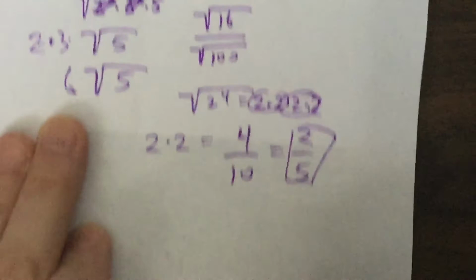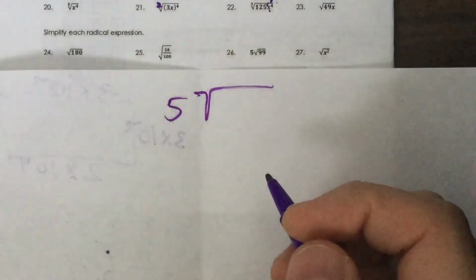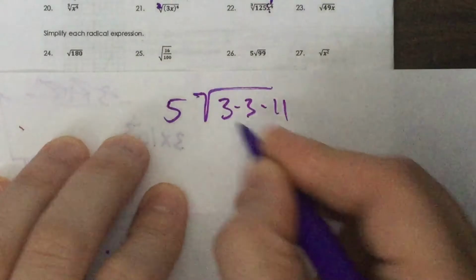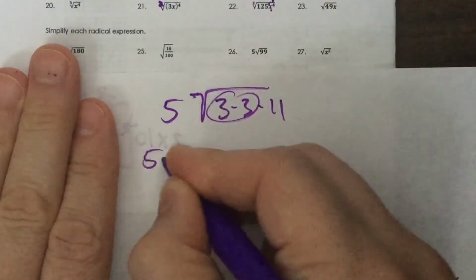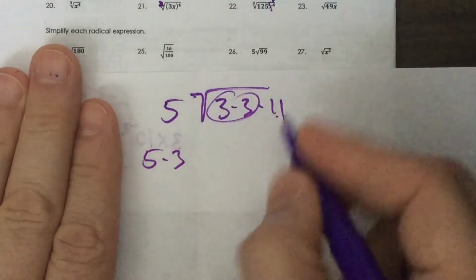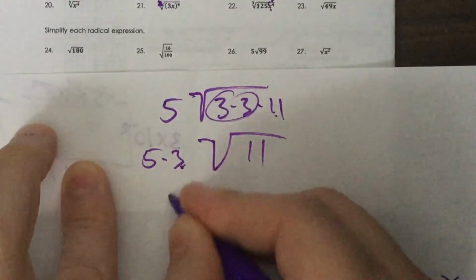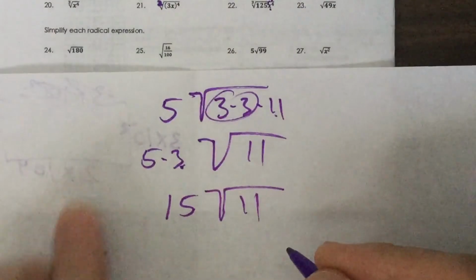So what I have, I'm going to get rid of my old work so it doesn't confuse you guys. I have 5 on the outside, but that square root of 99 I rewrite as a pair of 3's and an 11. 3 times 3 times 11. That pair of 3's becomes 1 3 on the outside. And that 11 has to stay. So what I have is 5 times 3 gives me 15. And then inside the radical I have 11. So 15 square root of 11.